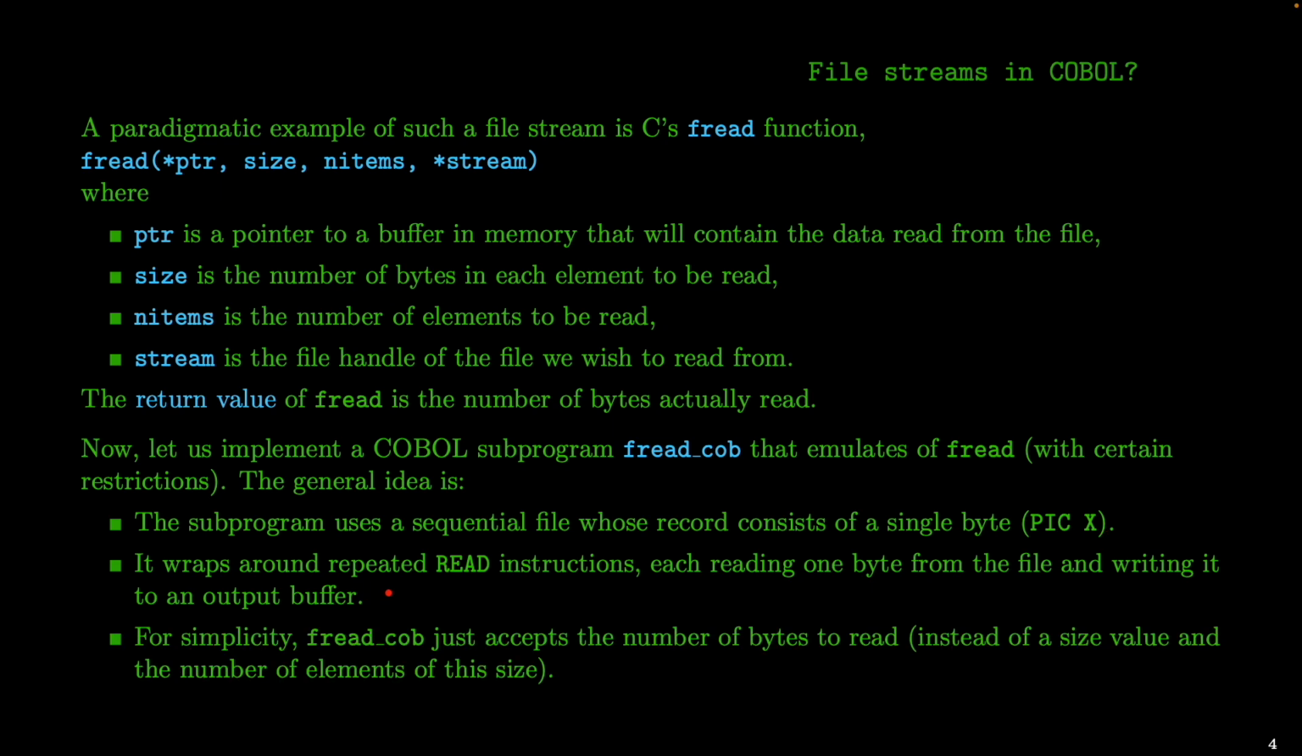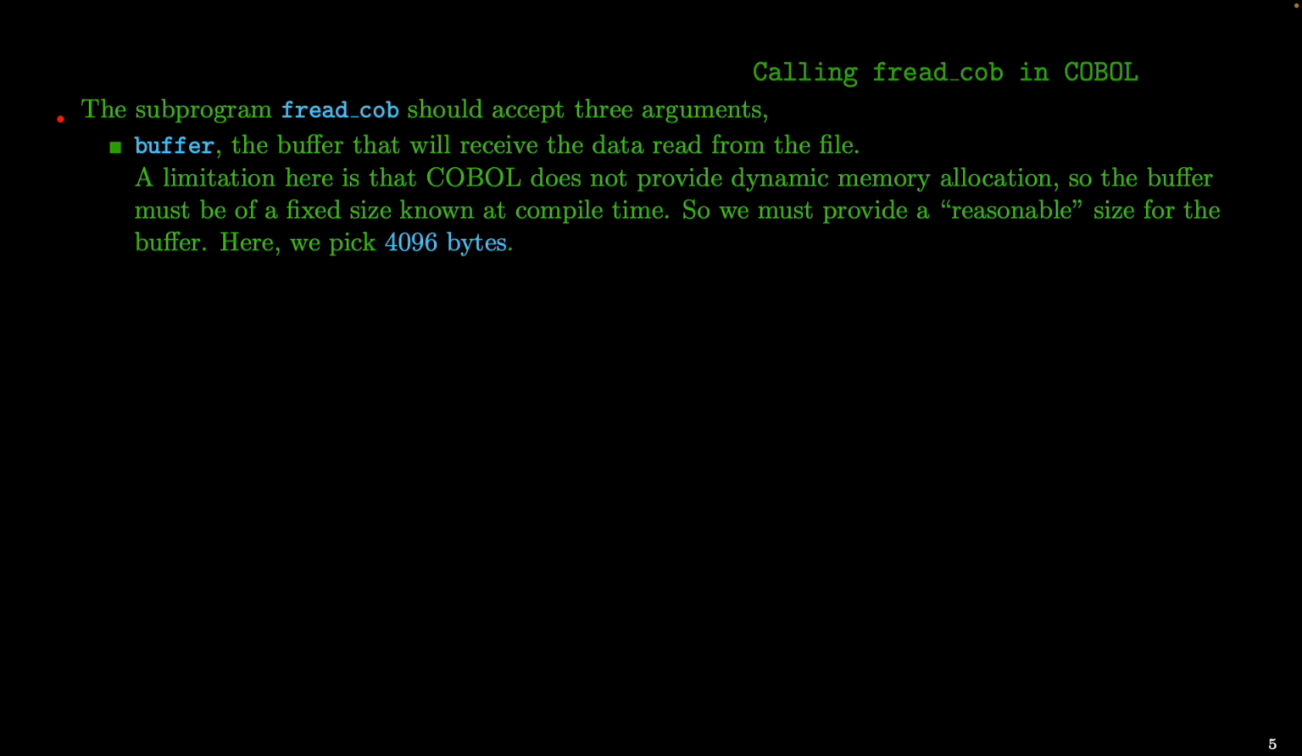And to simplify things a little bit, I will only accept the number of bytes to read and not these two arguments here, not a size value and a number, but rather just the number of bytes. So if you want to read elements of a given size, you would have to compute how many bytes that are before calling fread_cob. Our subprogram fread_cob should accept 3 arguments.